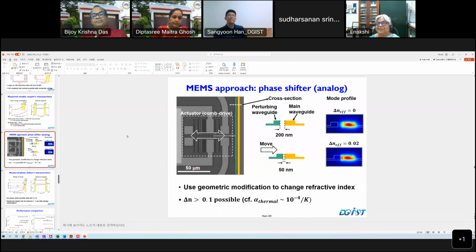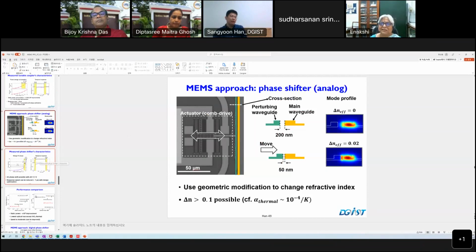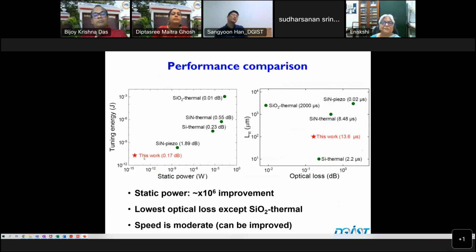So the phase shifter is simpler, but the full gate may be more complicated. And then there's a question on heat dissipation. What about the heat dissipation? I don't think there's that much of a problem, is it? Right. As I show in this graph, this device only consumes about a femtowatt. So it's generating nearly no heat.